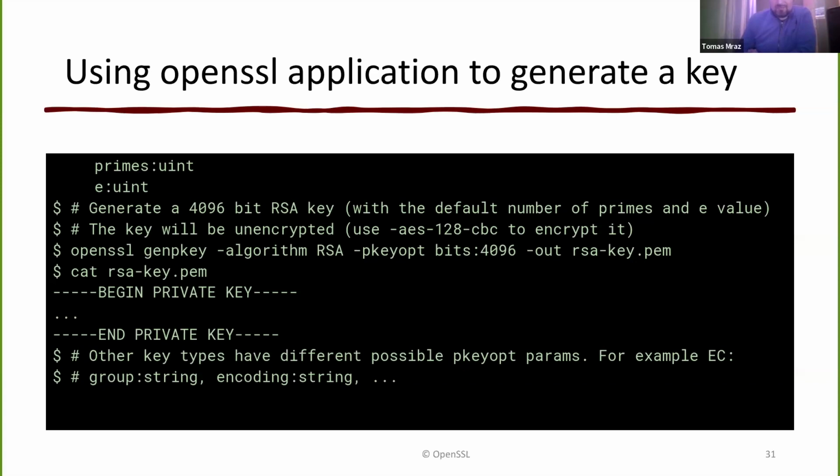And after a few seconds, this key will be generated, and we can look at what's in this PEM file. There will be some base64 gibberish between the BEGIN PRIVATE KEY and END PRIVATE KEY markers. Other key types, such as ECDSA or EC keys, will have different possible pkeyopt parameters. For example, for EC, these will be group:string, encoding:string, and many other parameters.